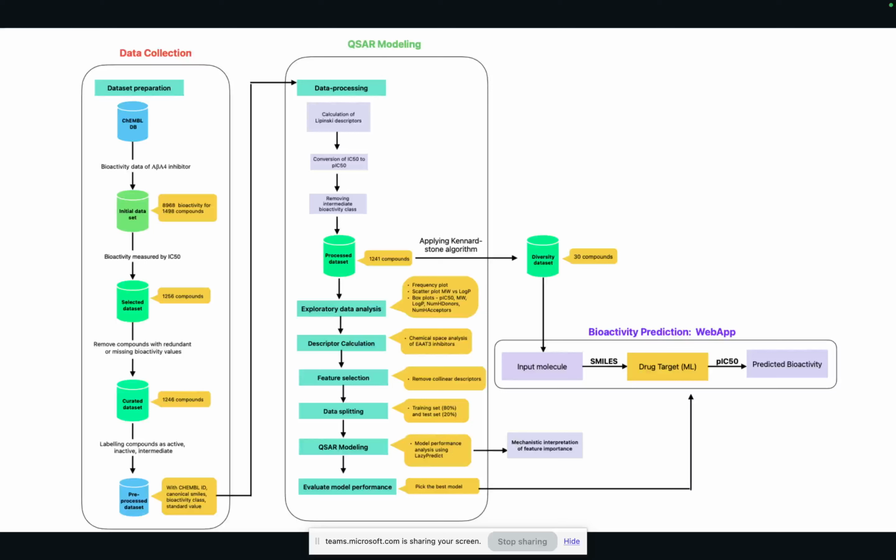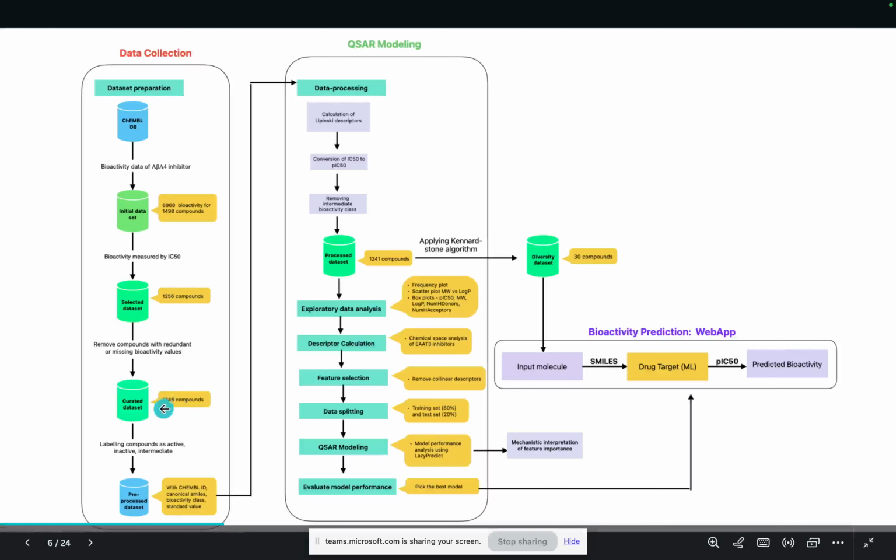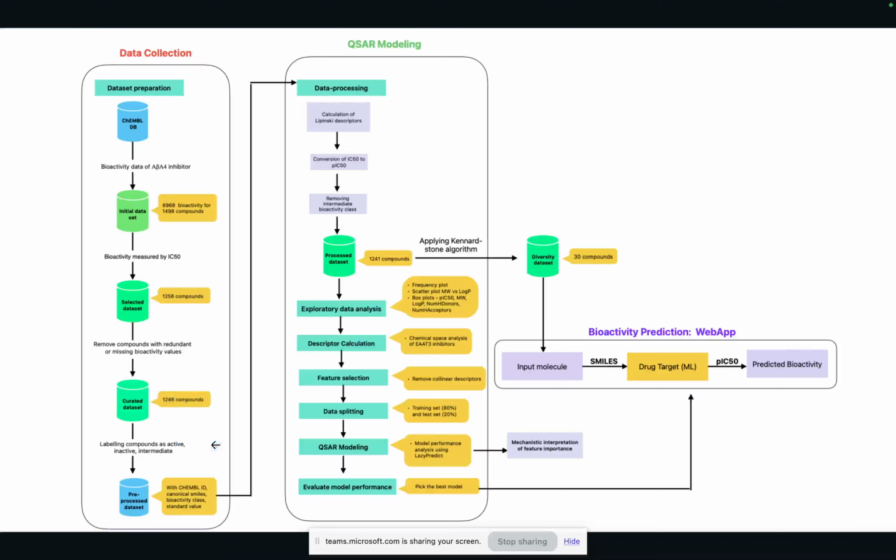So from 1,498, we came down to 1,256. And then from those compounds, we removed the compounds with redundant and missing bioactivity values, and it resulted in a curated data set of 1,246 compounds. Then we labeled the compounds as active, inactive, or intermediate. This is the overall pre-processed data set we have, which has 1,246 compounds.